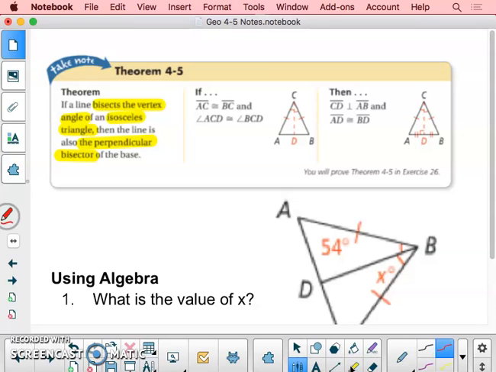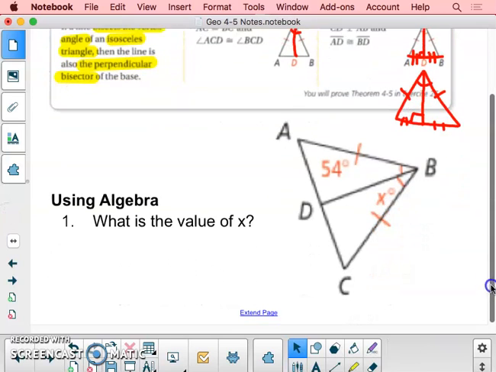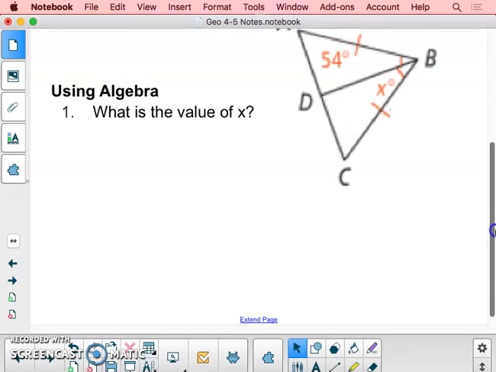What that means is if you see a line that cuts the top angle into two congruent pieces, that line will be a perpendicular bisector. I'm going to draw that a little bit larger. In an isosceles triangle, the line right down the middle will not only cut the top part in half, it'll also cut the bottom in half at 90 degrees. That's theorem 4-5.